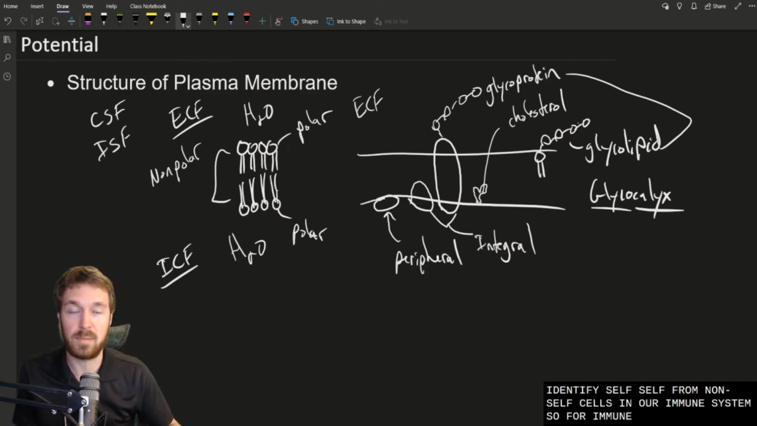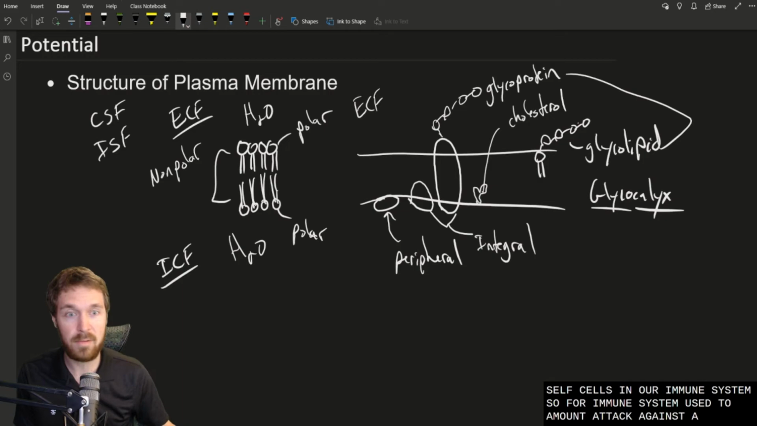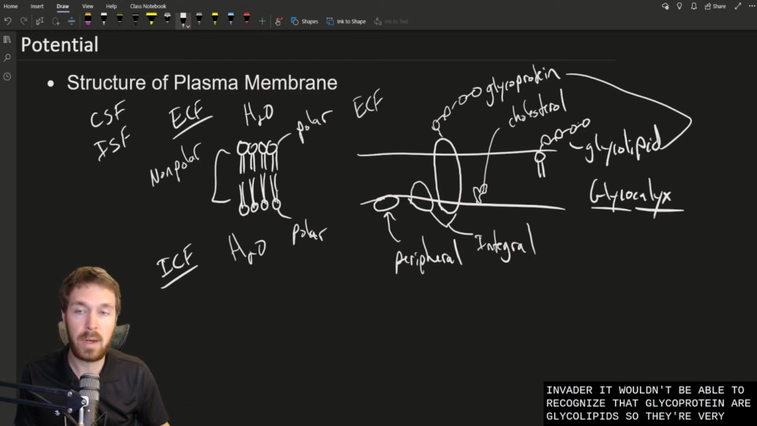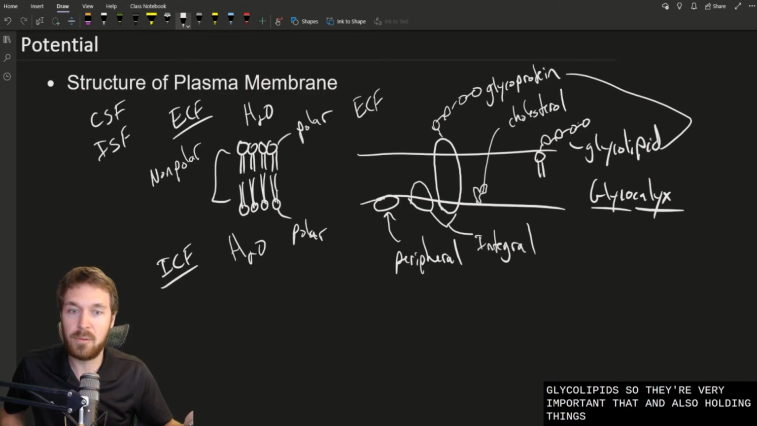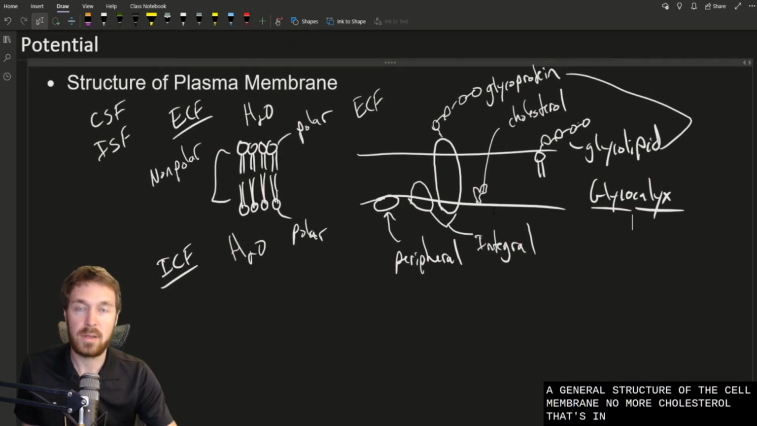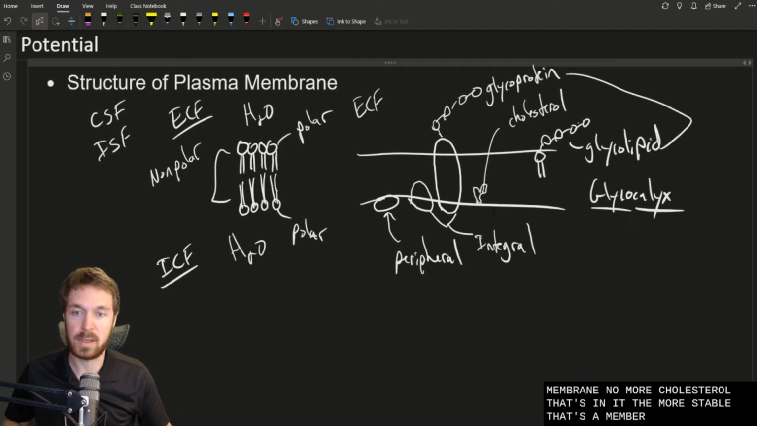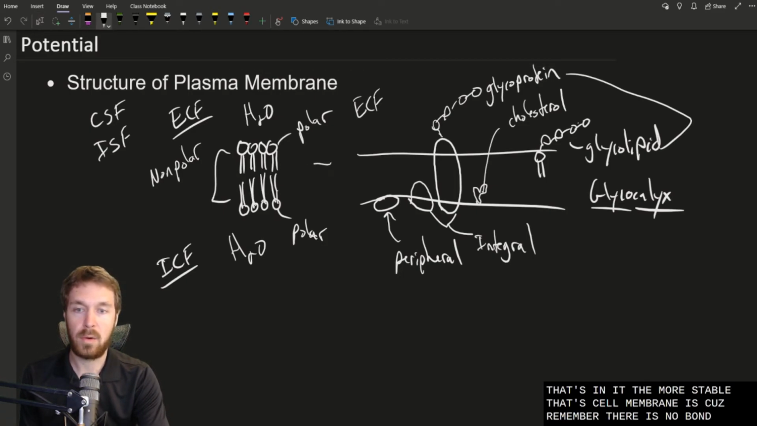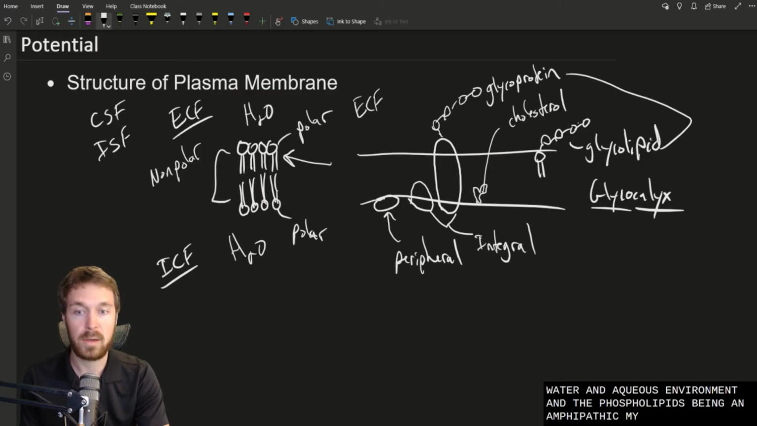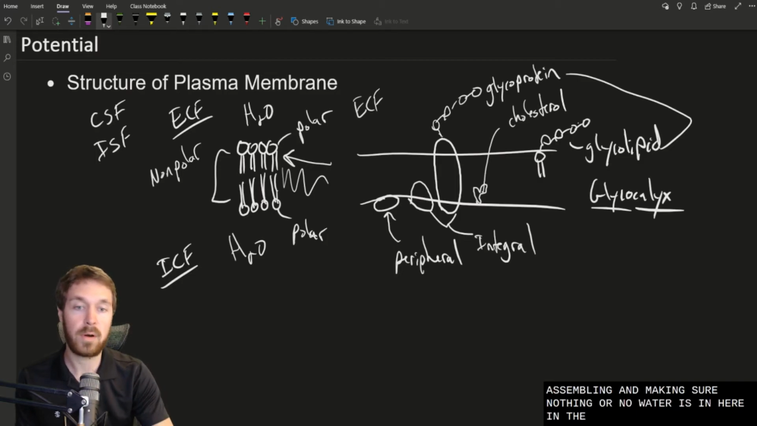So if our immune system needs to attack against a foreign invader, it wouldn't be able to recognize that glycoprotein or glycolipid. So they're very important in that, and also holding things in the space. So this is a general structure of the cell membrane. The more cholesterol that's in it, the more stable that cell membrane is. Because remember, there is no bond that's holding these phospholipids together. All it is the interaction around water in an aqueous environment, and the phospholipids being an amphipathic molecule, self-assembling and making sure no water is in here, and then the water's inside and outside.